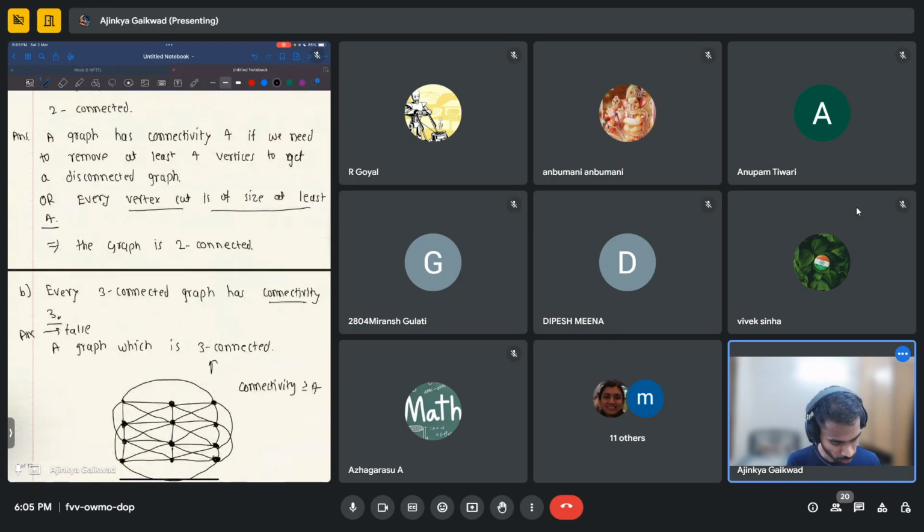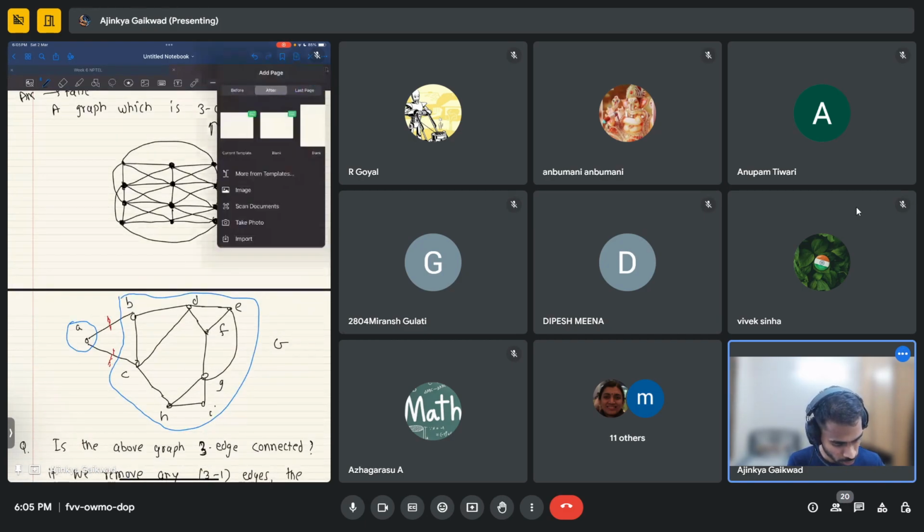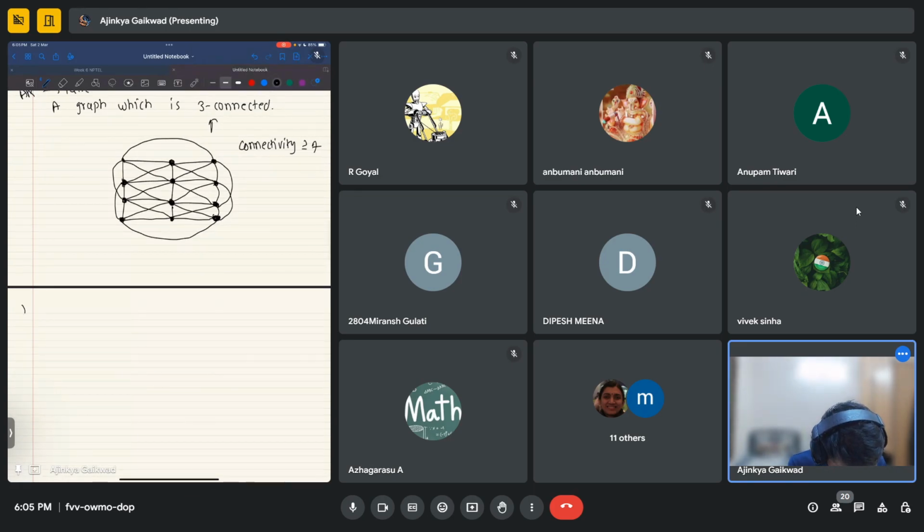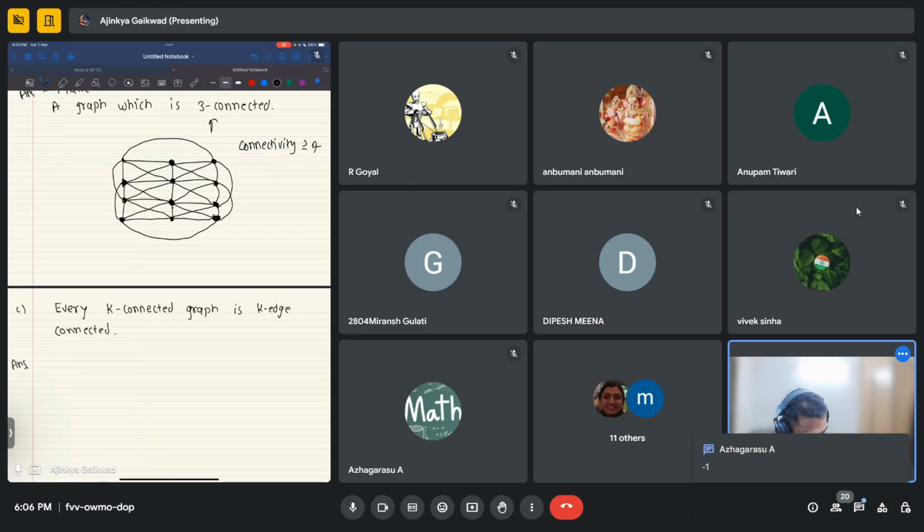Okay, so let me add a question. Part C: every k connected graph is k edge connected. So take a minute, don't rush. If you think the answer is true, put +1. If you think the answer is false, put -1. And let's see after a minute if it is true or false.